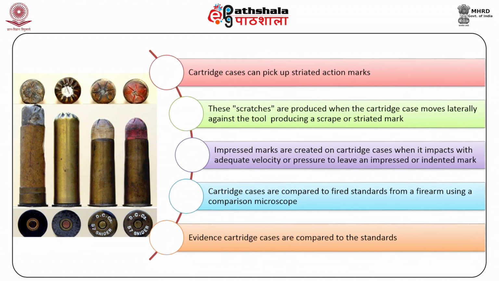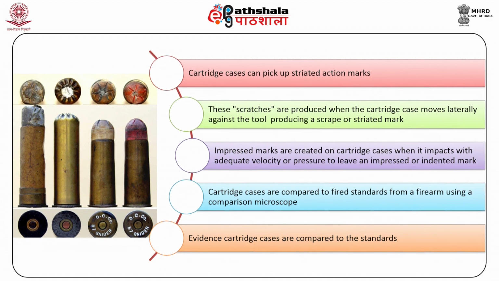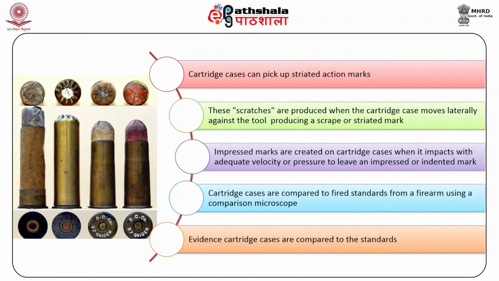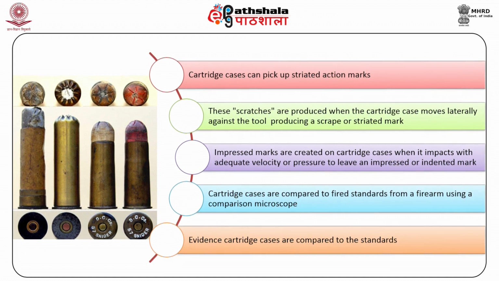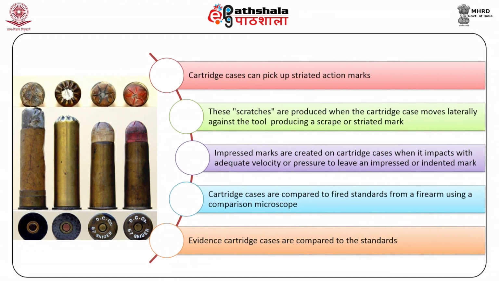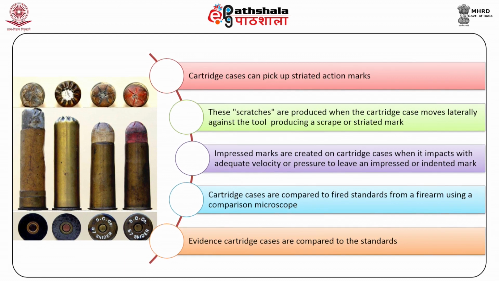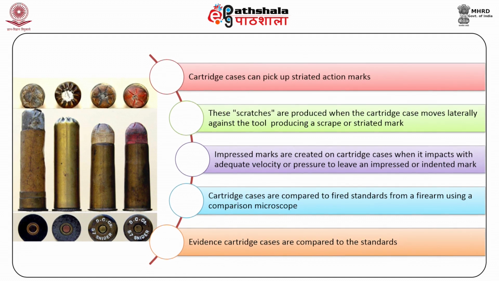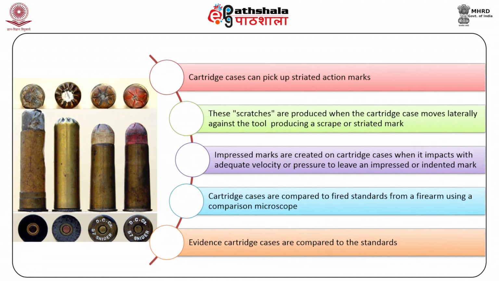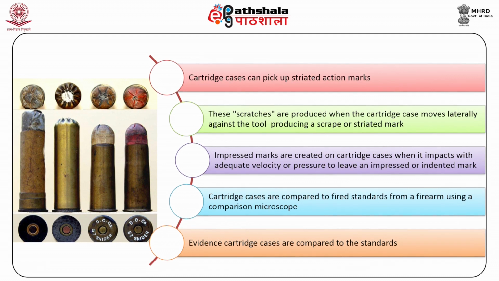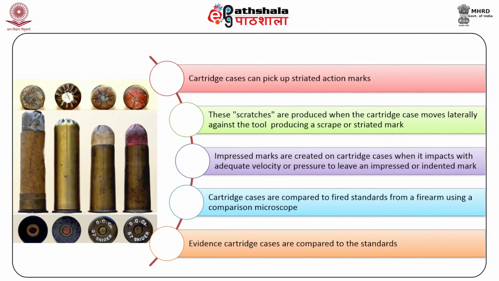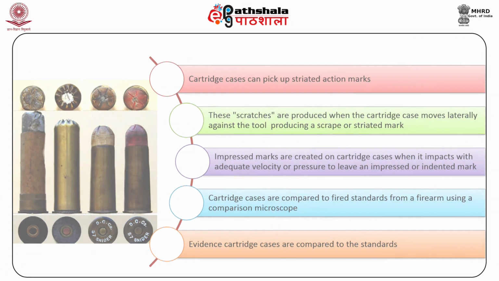Cartridge cases are compared to fired standards from a firearm using a comparison microscope as described in the bullet identification. Standards are first examined to determine what marks, if any, the firearm is constantly reproducing. Evidence cartridge cases are then directly compared to the standards to see if they are also similarly marked.